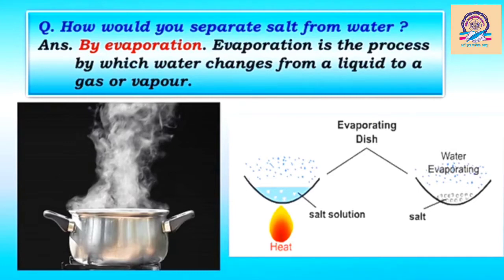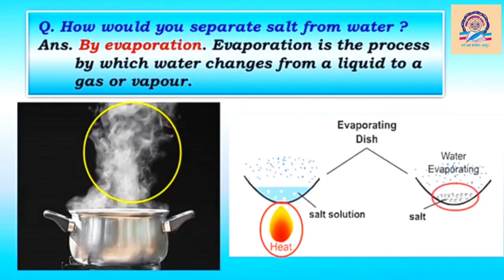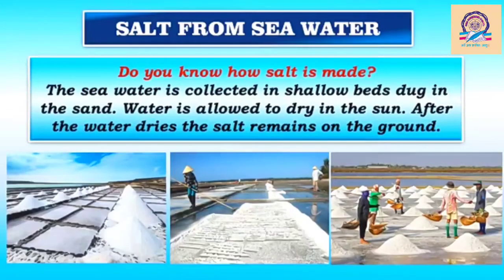And what is evaporation? Evaporation is the process by which water changes from a liquid to a gas or vapor. So heat the water mixed with salt in a pan. Keep heating. A stage will come when all the water is evaporated and salt will be left in the pan. And this is the principle of production of salt.